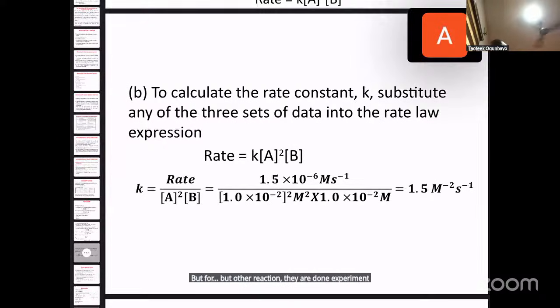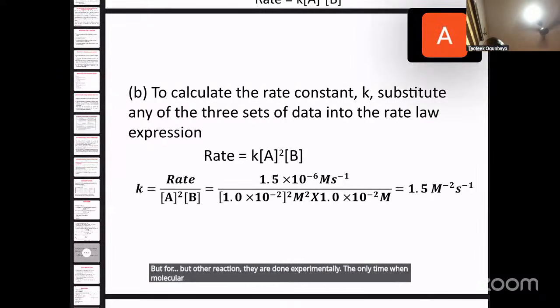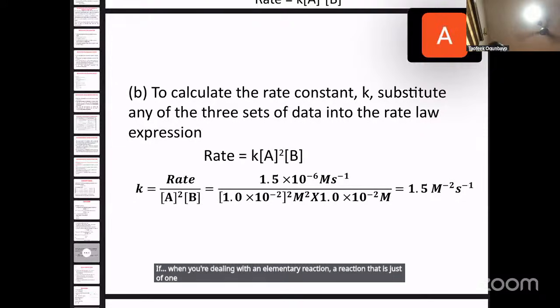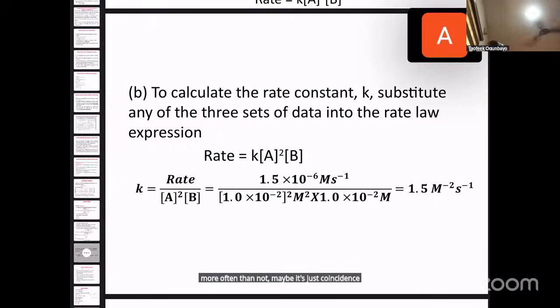The only time molecularity equals order of reaction is when you're dealing with an elementary reaction, a reaction that is just one step. Immediately you have a reaction that is more than one step, more often than not they differ, and when they match, maybe it's just coincidence really. All right. Thank you, sir.